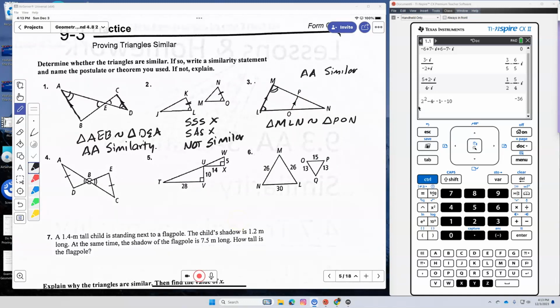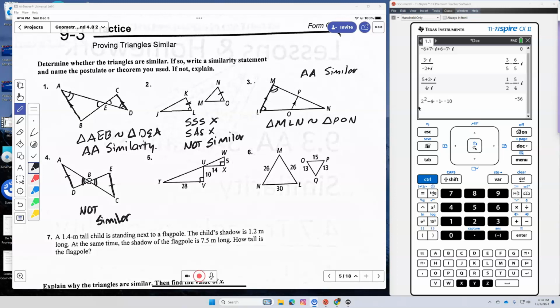Number four, we have two triangles. We have this side that is congruent to this side, but we don't have any measurements. This angle is congruent to this angle, and that's the only information we have, so we would say it's not similar.